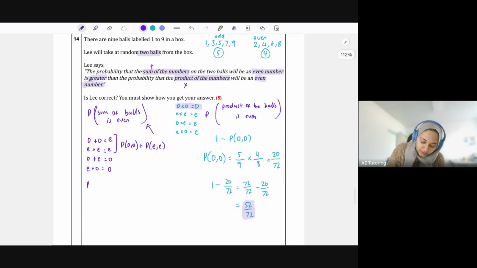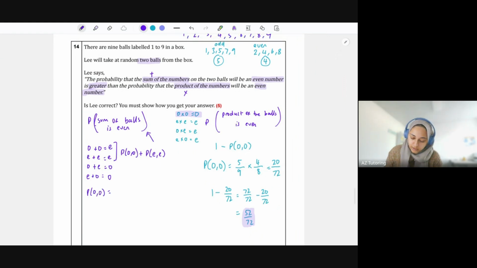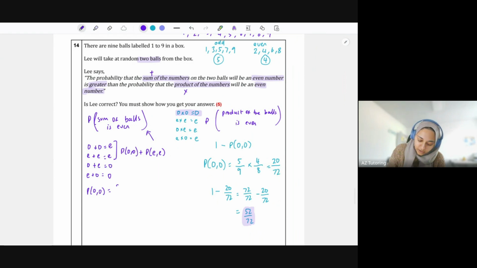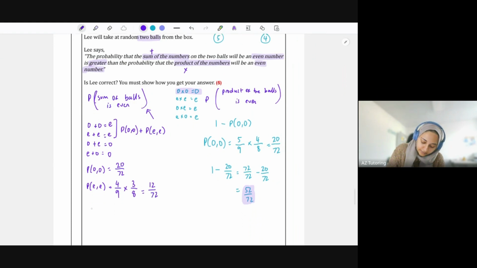Okay, so the probability of it being odd odd, well, we've already worked it out. That's 20 over 72. And we need the probability of it being even even. Well, there's 4 even balls out of a total of 9, times the second one being even. There's 3 now because we've taken 1 even out, and the total is now 8. 4 times 3 is 12. 9 times 8 is 72. So if I add them two together, that gives us 32 over 72.